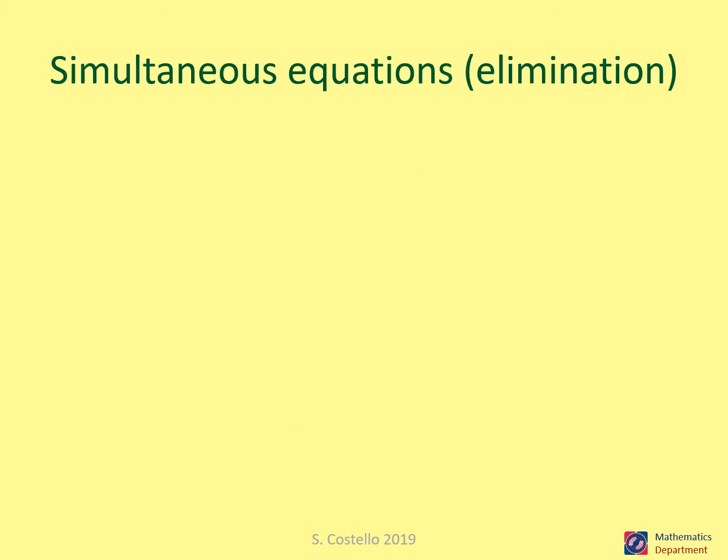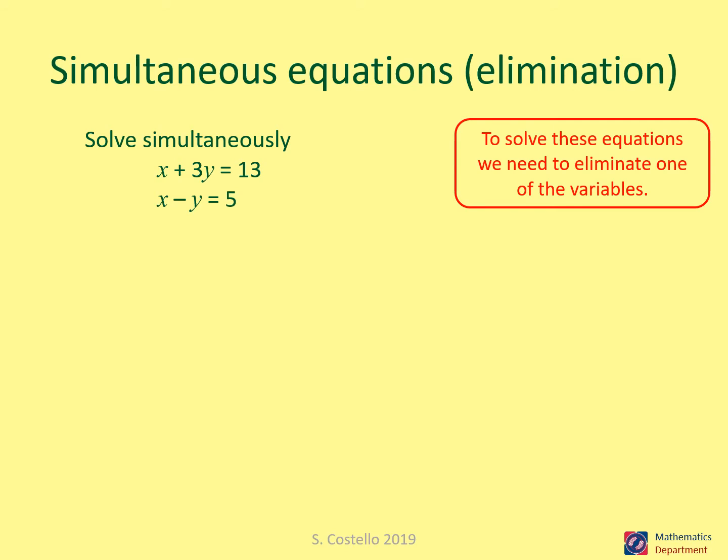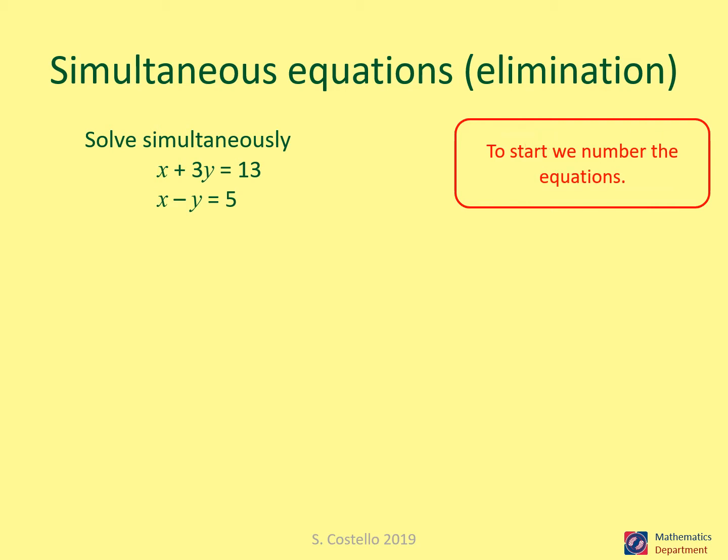Simultaneous equations using elimination. Solve simultaneously x plus 3y equals 13 and x minus y equals 5. To solve these equations, we need to eliminate one of the variables. Get rid of either the x or get rid of the y. To start, we're going to number the equations. So here we can say the top one is equation 1 or line 1, the next one is line 2 or equation 2.